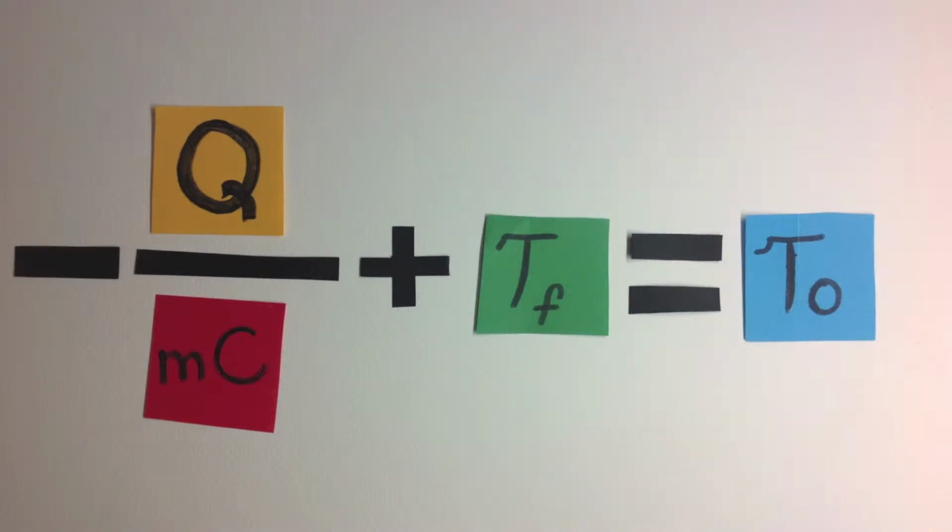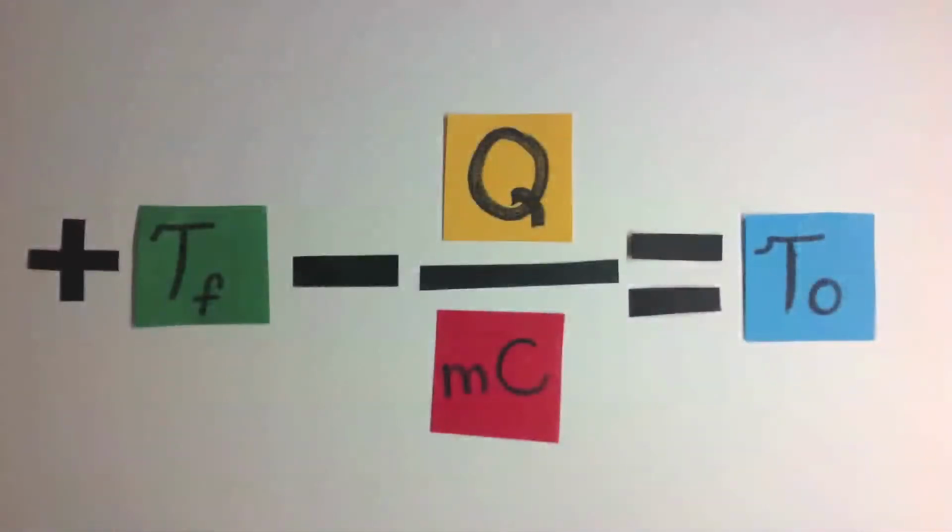Also, remember that you can move the terms around as long as you keep their respective sign. This means that negative Q over MC plus TF is equal to TF minus Q over MC.